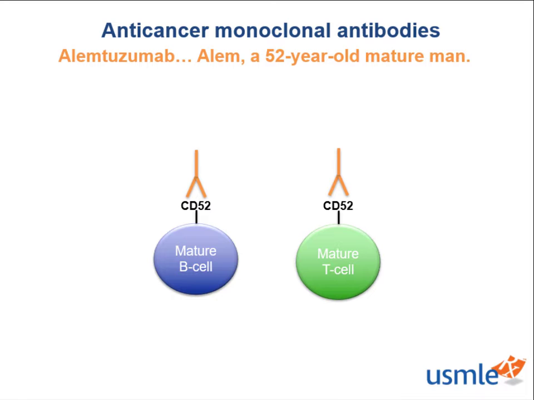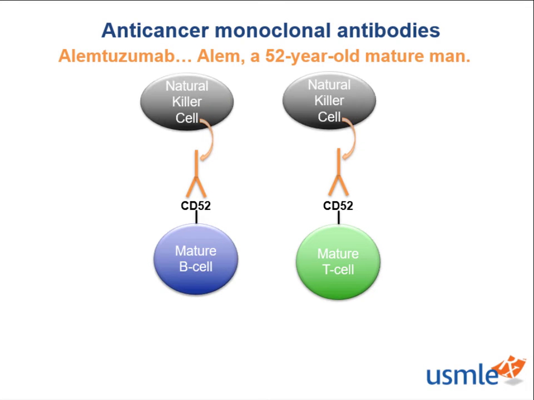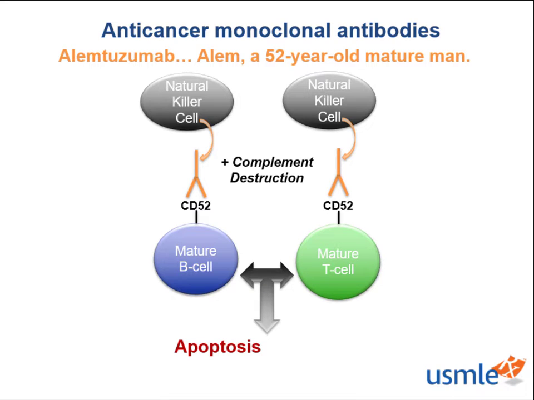And so, once bound, alemtuzumab recruits natural killer cells and complement. The natural killer cells bind the Fc region of the bound antibody and release their granules all over the mature B and mature T cells, inducing apoptosis. This is called antibody-dependent cellular cytotoxicity, ADCC, a mechanism common to many of the drugs we will discuss today. Moreover, complement is also recruited by the bound antibody and ultimately leads to cell lysis and subsequent destruction of the mature B and T cells.